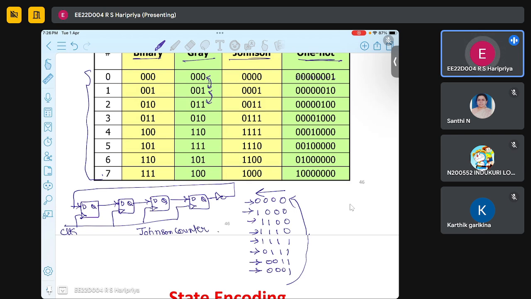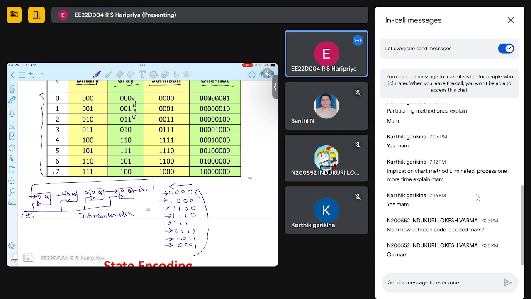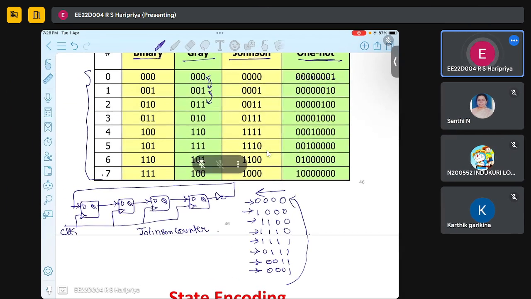And here we observe that between this and this, there is only one bit which is changing. So Hamming distance is 1. Again 1. So here also 1. For every successive code, we will have just one bit difference. Any other doubts?